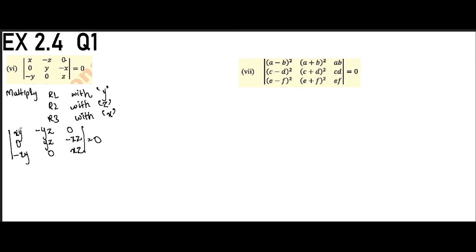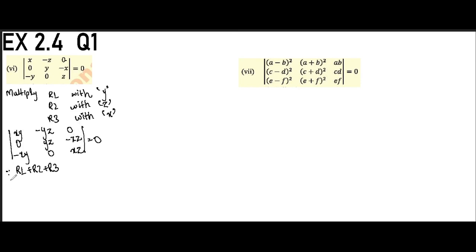Let's see. If we add the first row, r1 plus r2 plus r3. Now if we add this row with this row and this row, we are going to have xy minus xy, which is equal to 0. Then we are going to have minus yz plus yz, which is equals to 0. And then we are going to have 0 minus xz plus xz, which is also equal to 0.